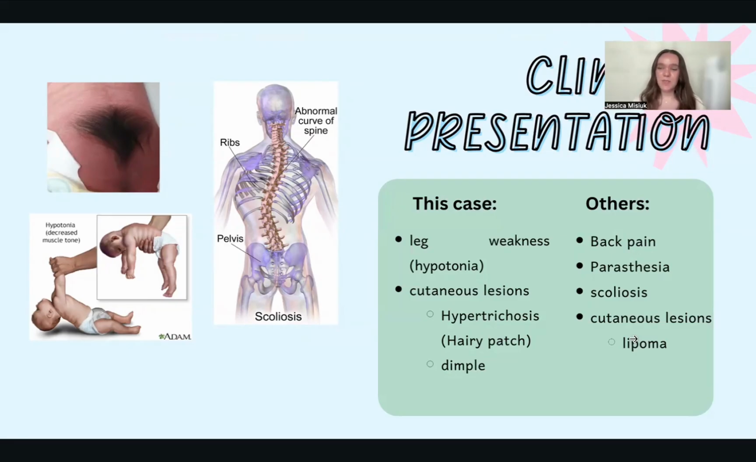Some of the other symptoms that are common with this anomaly include back pain, which is usually in older patients when they are able to present that. Some paresthesia, some scoliosis, which is the biggest factor in this anomaly, and again, some cutaneous lesions, including a lipoma, which is a fatty tissue mass.